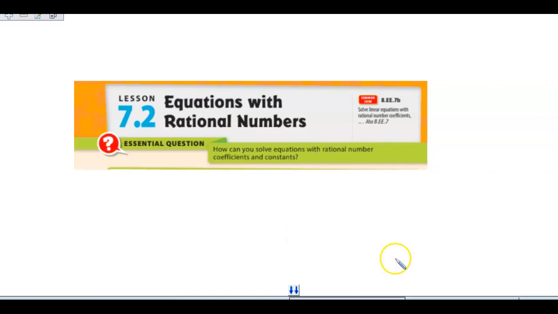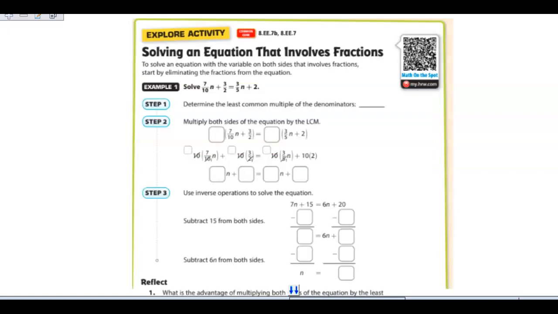Today we're going to talk about part 1 of equations with rational numbers. The first thing we're going to work with is equations that involve fractions. To solve an equation with a variable on both sides that involves fractions, we want to start by eliminating the fractions from the equation itself. So our equation is 7/10 n plus 3/2 equals 3/5 n plus 2.